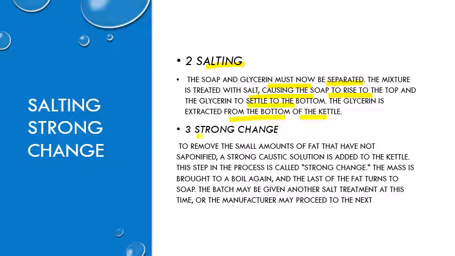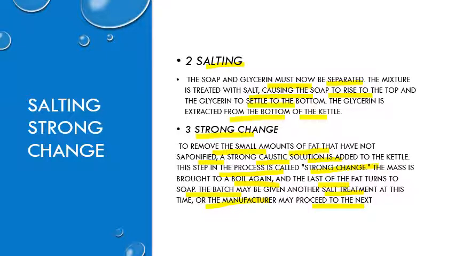Then we have the third step, that is the strong change. I have told you, it is to remove the small amount of the fat that has not saponified. A strong caustic solution is added, and this step in the process is called strong change, and it is boiled again. The fat converts into the soap, and again the salt treatment is done to separate it out. And at this time, the manufacturer may take the soap up for the final pitching step, or proceed to the next.